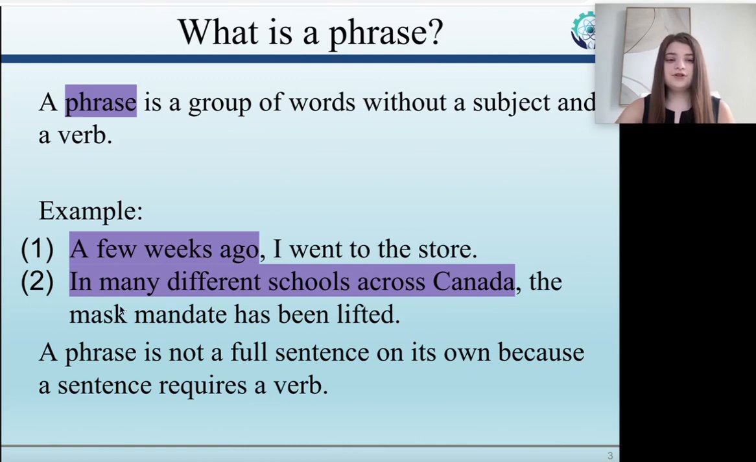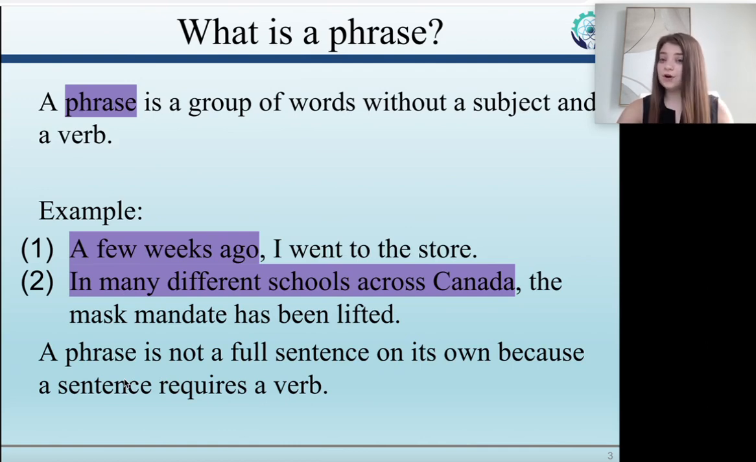Okay. Number 2 says, in many different schools across Canada, the mask mandate has been lifted. So the phrase, which is highlighted in purple, in many different schools across Canada, that is not a full sentence. This is a phrase, right? It's a group of words, but there's no verb there. Which word out of these is the verb? Well, that's a trick question because there isn't one, right? There isn't a verb here at all, right? So a phrase is not a full sentence on its own because every sentence requires at least one verb.